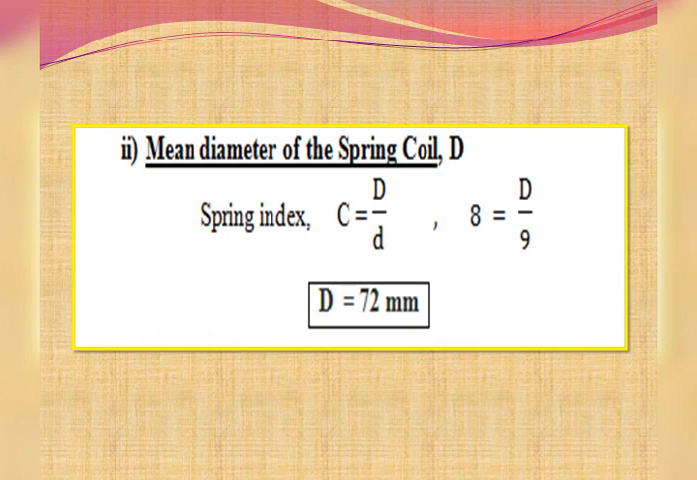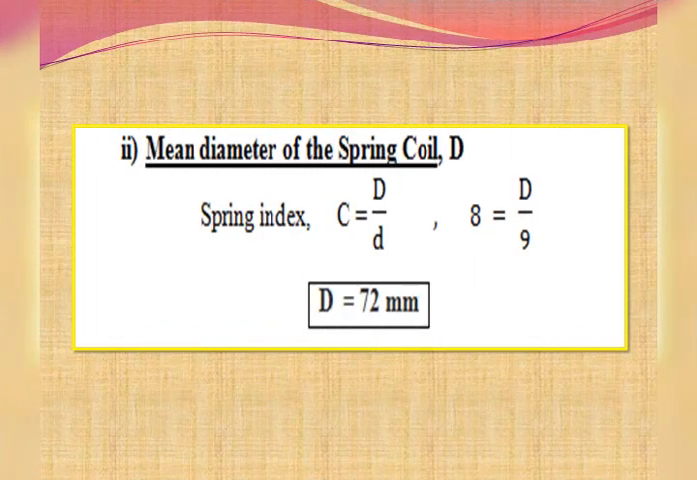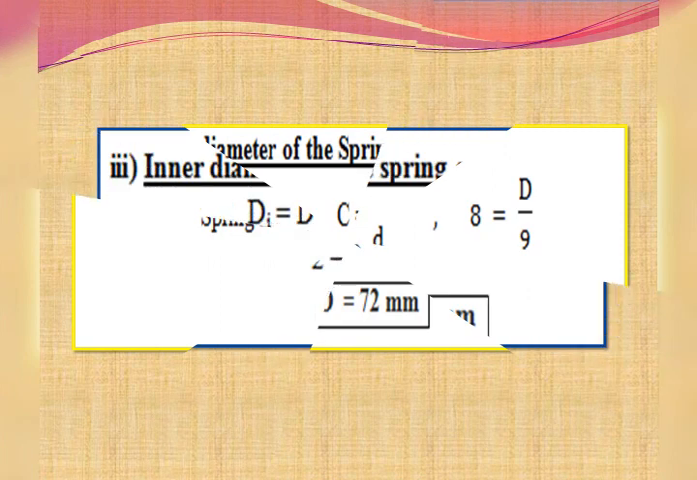After getting the wire diameter, the next step is the mean diameter of the spring coil, D. That can be obtained by using the equation spring index C is equal to capital D by small d. Now spring index C is 8, equal to the mean diameter of the spring coil, capital D, divided by the diameter of the wire, that is 9. 8 nines are 72. So the mean diameter of the coil, capital D, is equal to 72 mm.